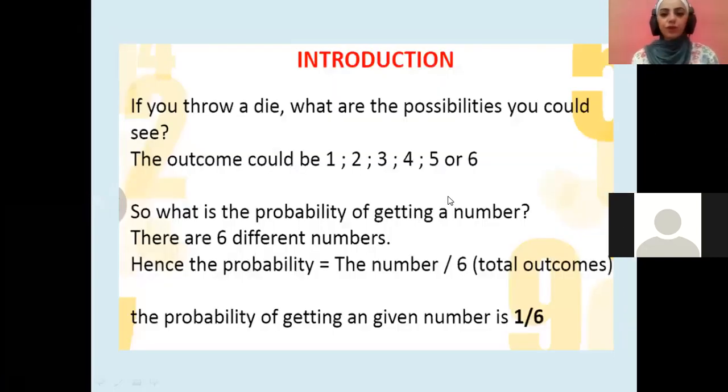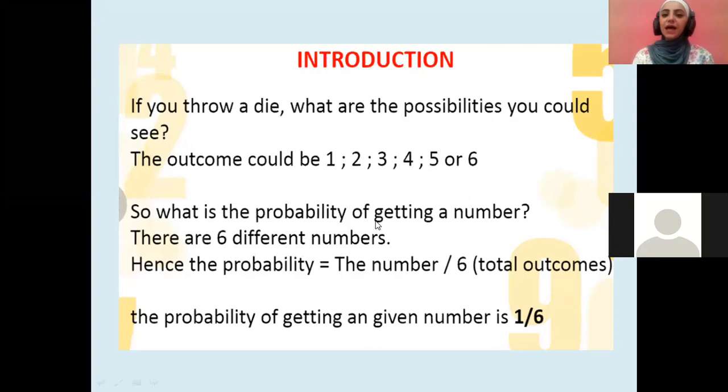Let's remember an important thing about probabilities. Now, every one of you knows the dice. If you throw the dice, what are the possible outcomes you could get? We know in the dice we have numbers from 1 to 6. So the outcome could be 1 or 2 or 3 or 4 or 5 or 6. Not more and not less. It could be any of these if you're throwing one dice. Now, if you're throwing 2 dice, it will be 1 with 1, 1 with 2, 1 with 3. We will talk about this next time.